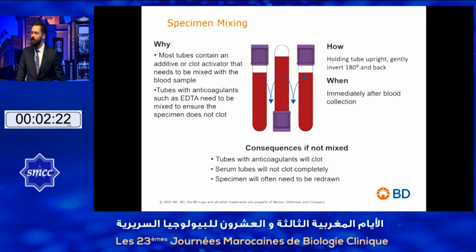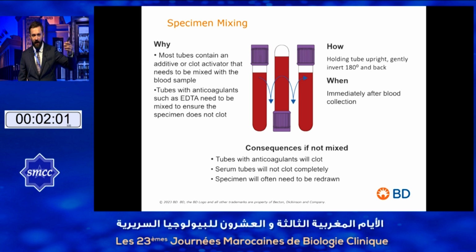Next point, which is also crucial, mixing. When we make our morning tea or morning coffee, we mix it with a spoon, and we make our hot drinks sweet. Unfortunately, it is the same concept with the tube. We collect blood, and there is already reagent in the tube. Unfortunately, we cannot put a spoon in and mix it.